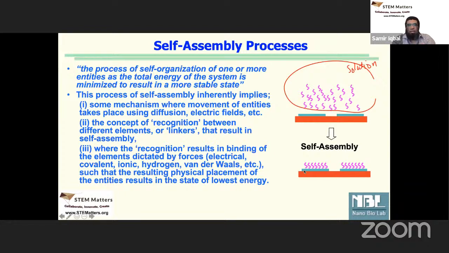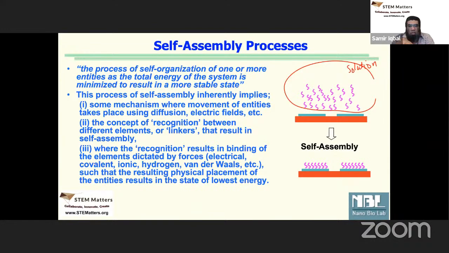By definition, it's the process of self-organization of one or more entities. But for it to happen, the overall total energy of the system has to come down. So there's an energy computation which makes things happen, so that they fall in place. In solution, those molecules would be random. I should have made it a little bit more random. In the upper figure, they show molecules aligned there, but they can be floating around in any direction.